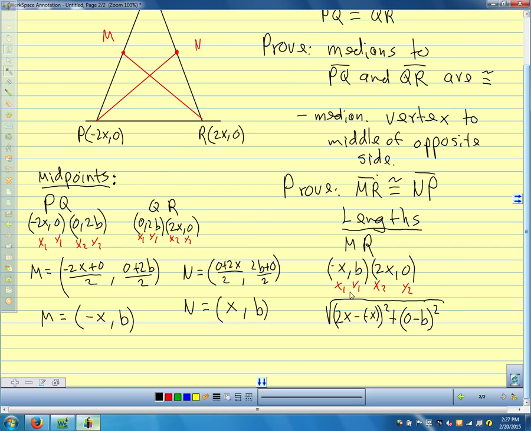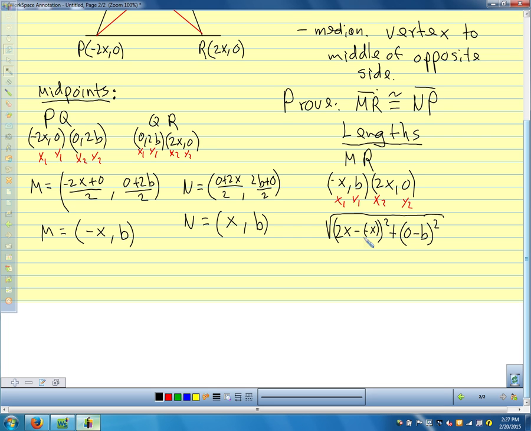What's 2x minus negative x? 3x. So I have the square root of 3x squared and negative b squared plus b squared. Negative b times negative b is b squared. All right, so there's the length of MR.